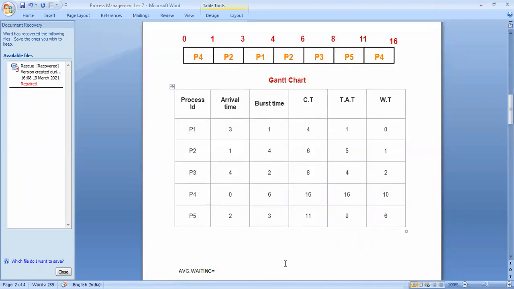So now easily we can calculate average waiting time. Average waiting time is 0 plus 1 plus 2 plus 10 plus 6, divided by 5 processes. So now the output is 19 by 5, which is 3.8 units, or whatever the unit is.